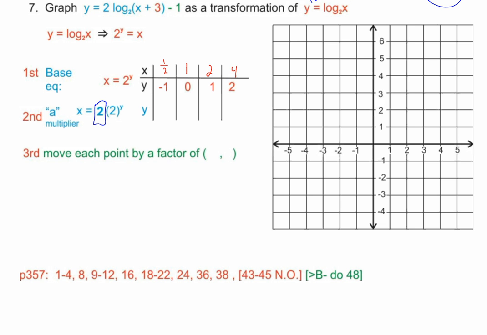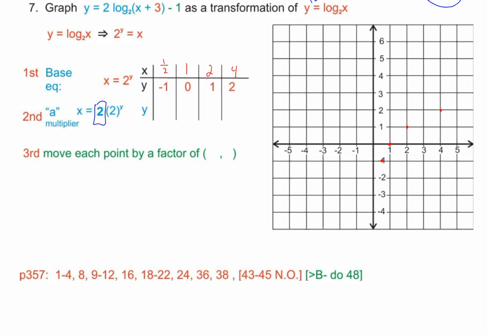So let's go back to our xy chart and graph these points. 1/2, negative 1 is right there. x of 1, y of 0 is right there. x of 2, y of 1 is right there. And x of 4, y of 2 is right there. That's what we need. Feeling better? Now we've got to do the multiplier.